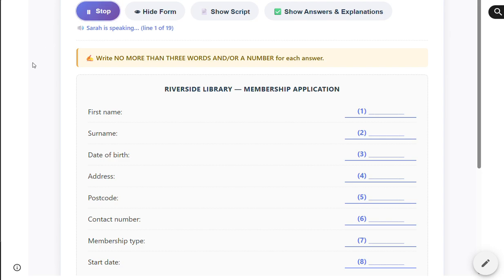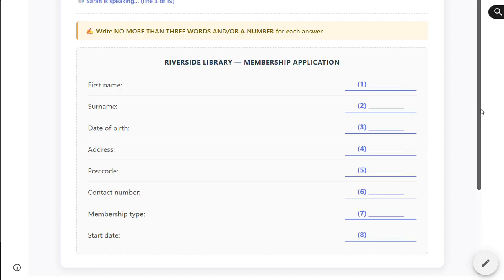Good afternoon, welcome to Riverside Library. I understand you'd like to apply for membership today? Yes, that's right. Great, I'll just need to take down a few details. Can I get your first name, please? It's Thomas, but everyone calls me Tom. And your surname? Harrington. Harrington. Thank you. And your date of birth? The 14th of March, 1998.